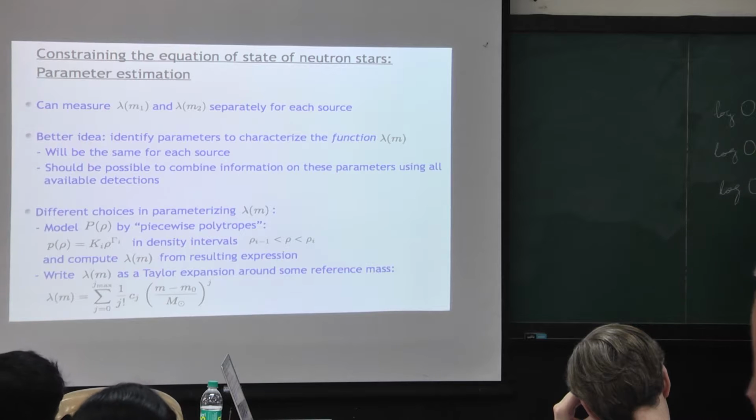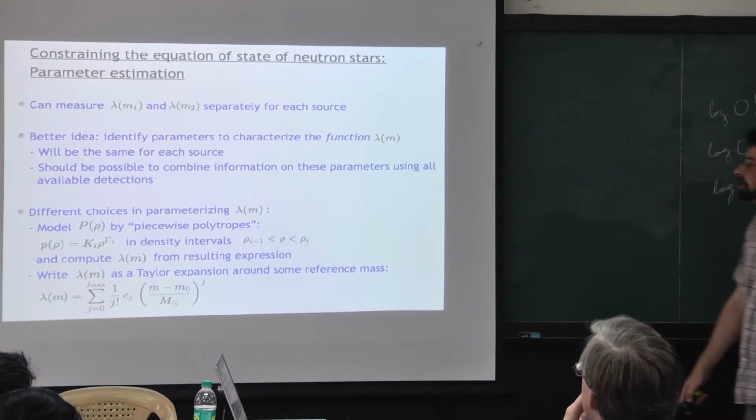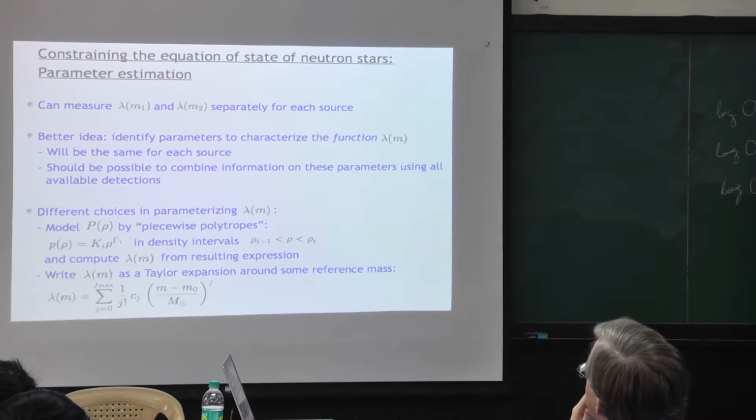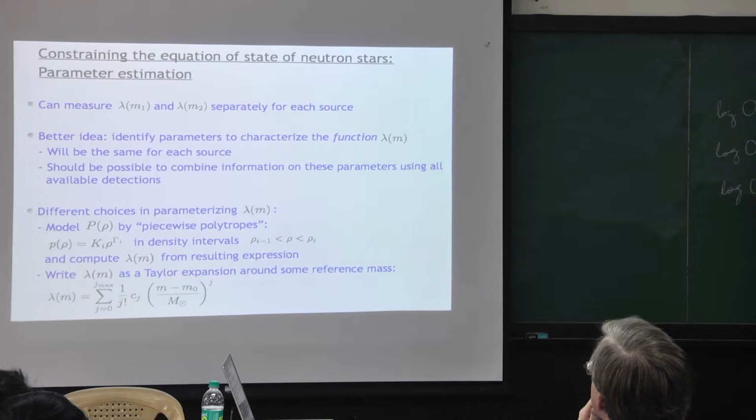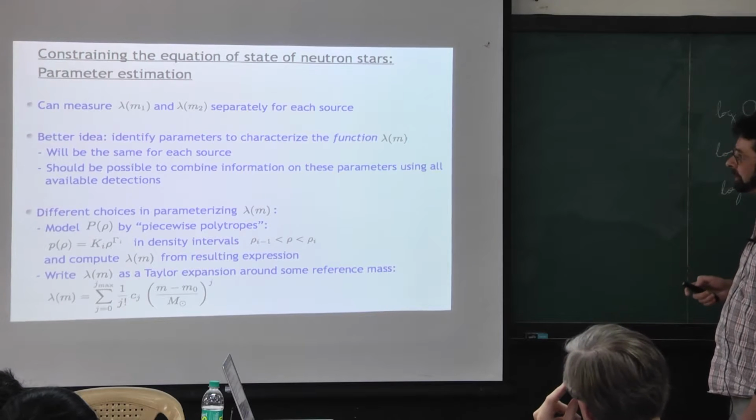Okay, so that was constraining the equation of state, or at least getting information about the equation of state, by computing evidences and then odds ratios and then ranking hypotheses. However, we can also do something with parameter estimation.